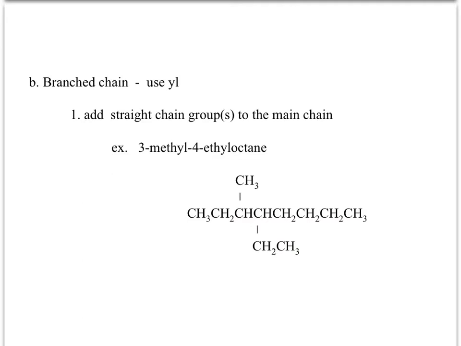Alright, now yl we'll use when we add groups to the main chain. So if it's got 1 carbon, this is going to be methyl, and if it's got 2 carbons, that'll be ethyl. So the big question here is the numbering, and I think I'll just take the trouble and write it out here. So you can either number the main chain as 1, 2, 3, 4, 5, 6, 7, 8, or you could number it as 1, 2, 3, 4, 5, 6, 7, 8.